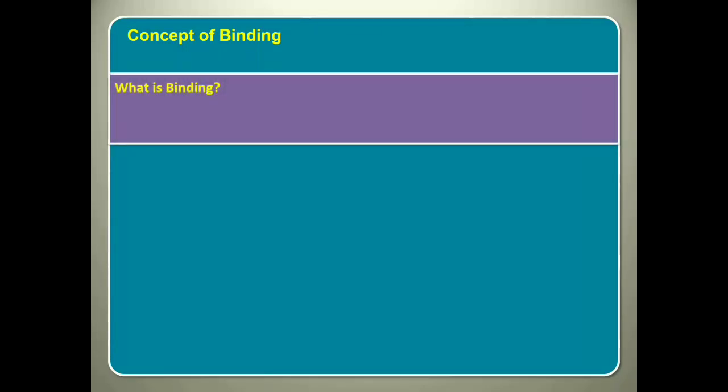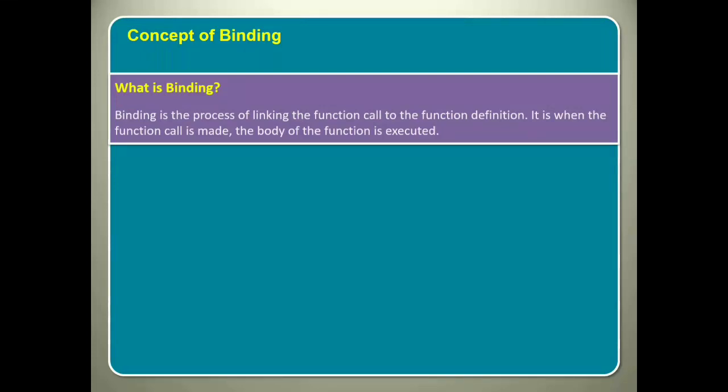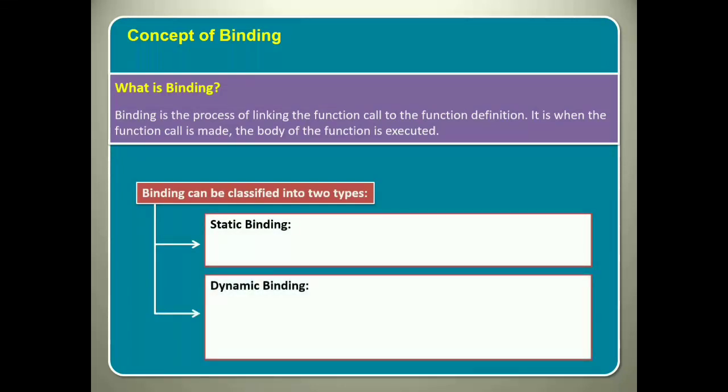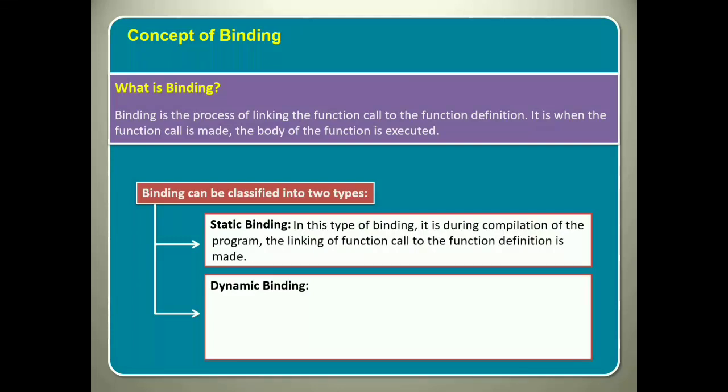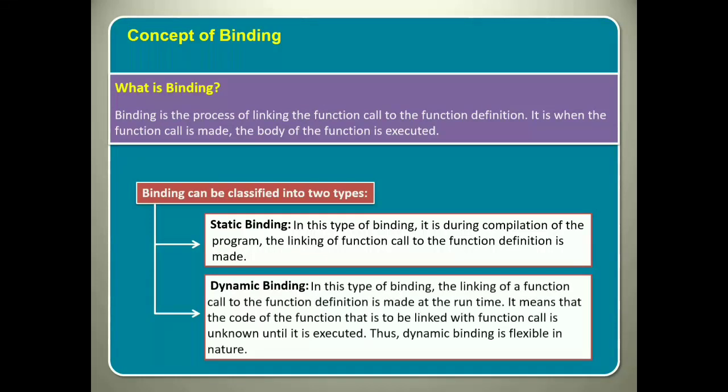Let us now understand the concept of binding. What is binding? Binding is the process of linking the function call to the function definition. It is when the function call is made, the body of the function is executed. Binding can be classified into two types, static binding and dynamic binding. In static binding, it is during compilation of the program that the linking of function call to the function definition is made. In dynamic binding, the linking of a function call to the function definition is made at the run time. It means that the code of the function that is to be linked with function call is unknown until it is executed. Thus, dynamic binding is flexible in nature.